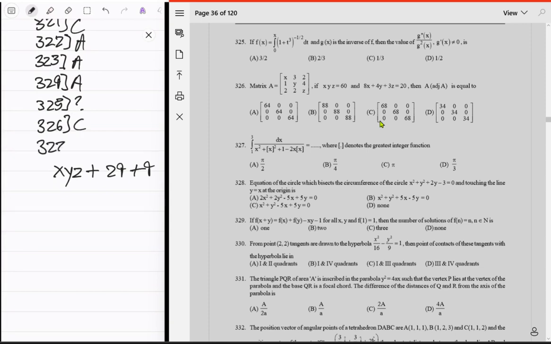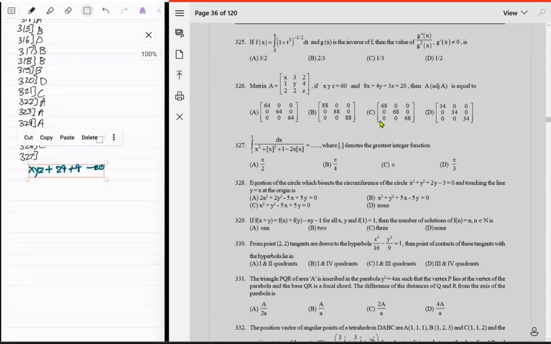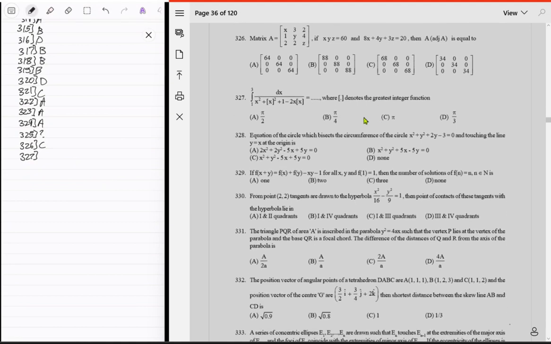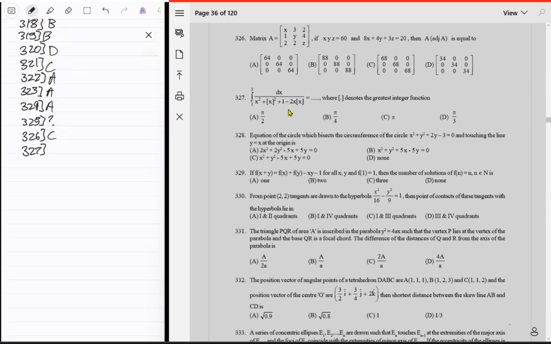327. Okay, there's integration. There is no integration function. Okay, x square plus floor function x का square plus from 1 to 3, हाँ, उसको break करना पड़ेगा दो हिस्सों में.